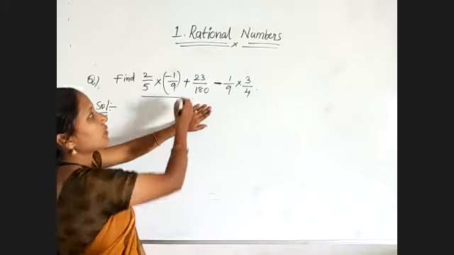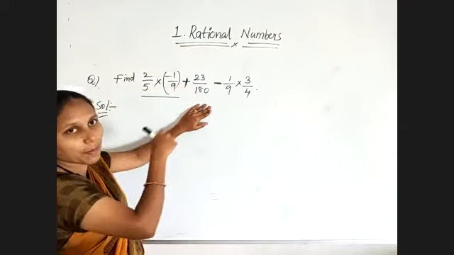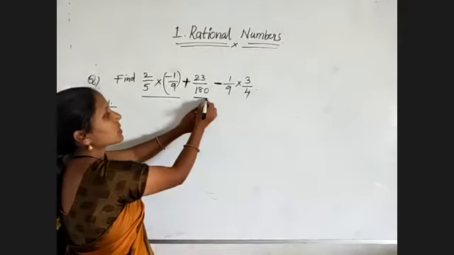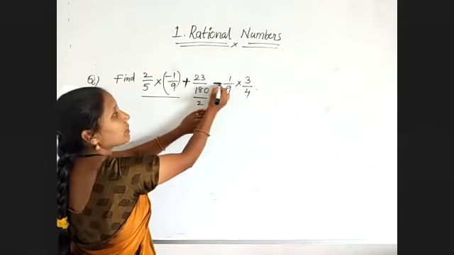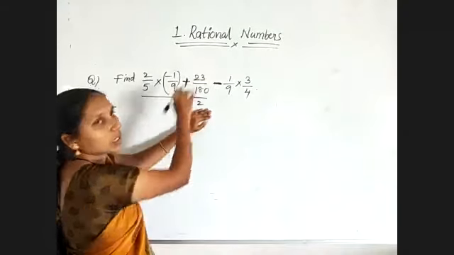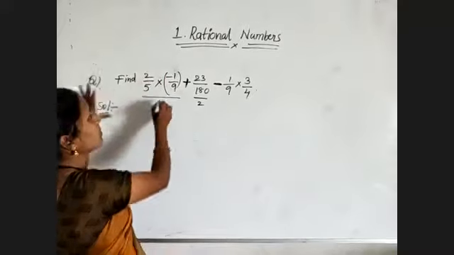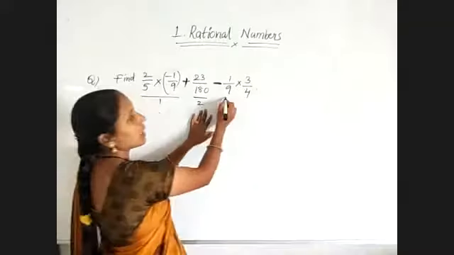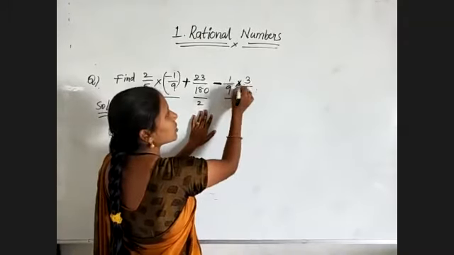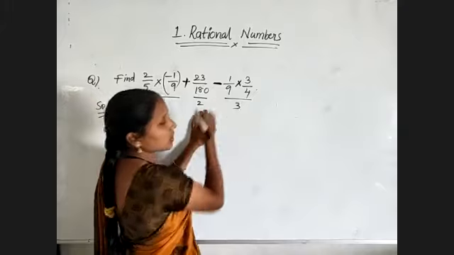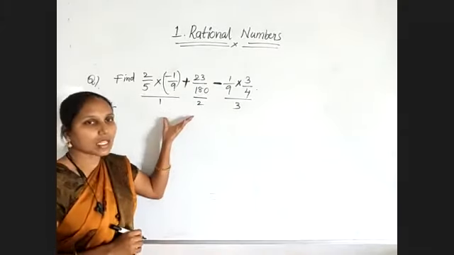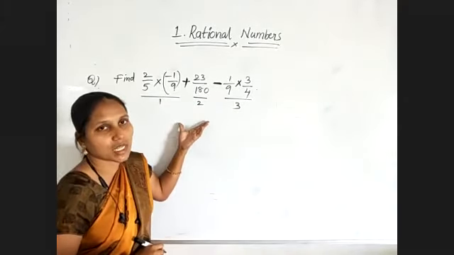Coming to the second one, plus is there, and plus separates the terms. That's why this is the second term. Because minus is there, it ends here. First term, second term, and coming to this one, multiplication is there, so this whole thing is the third term. So in the given question, totally three terms are there.